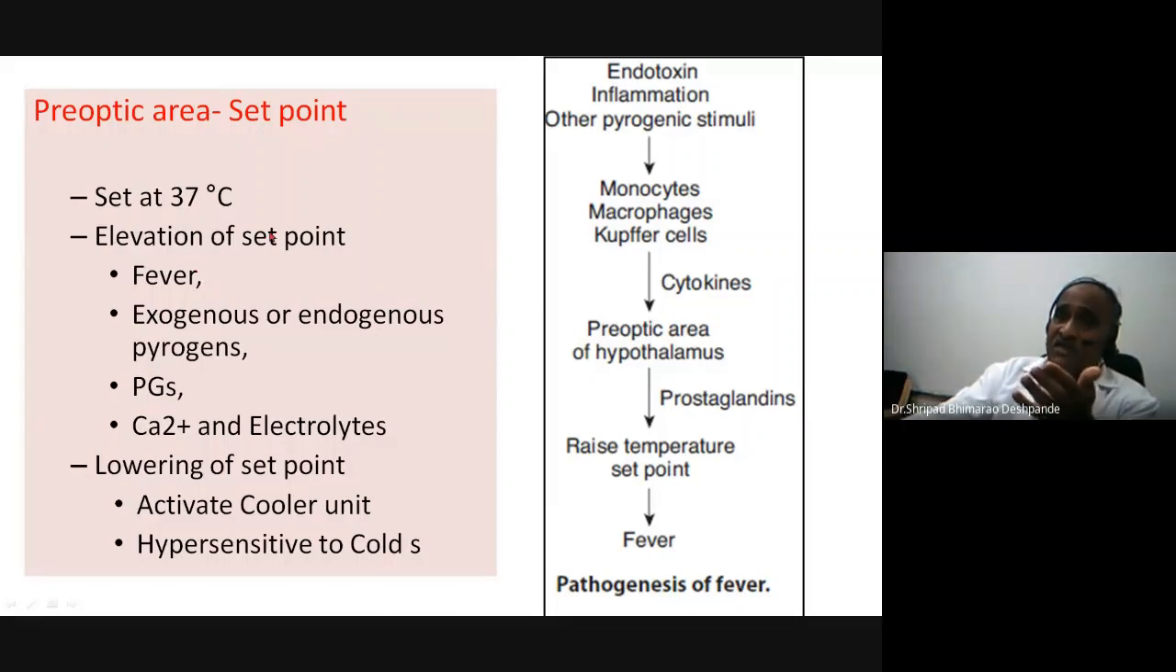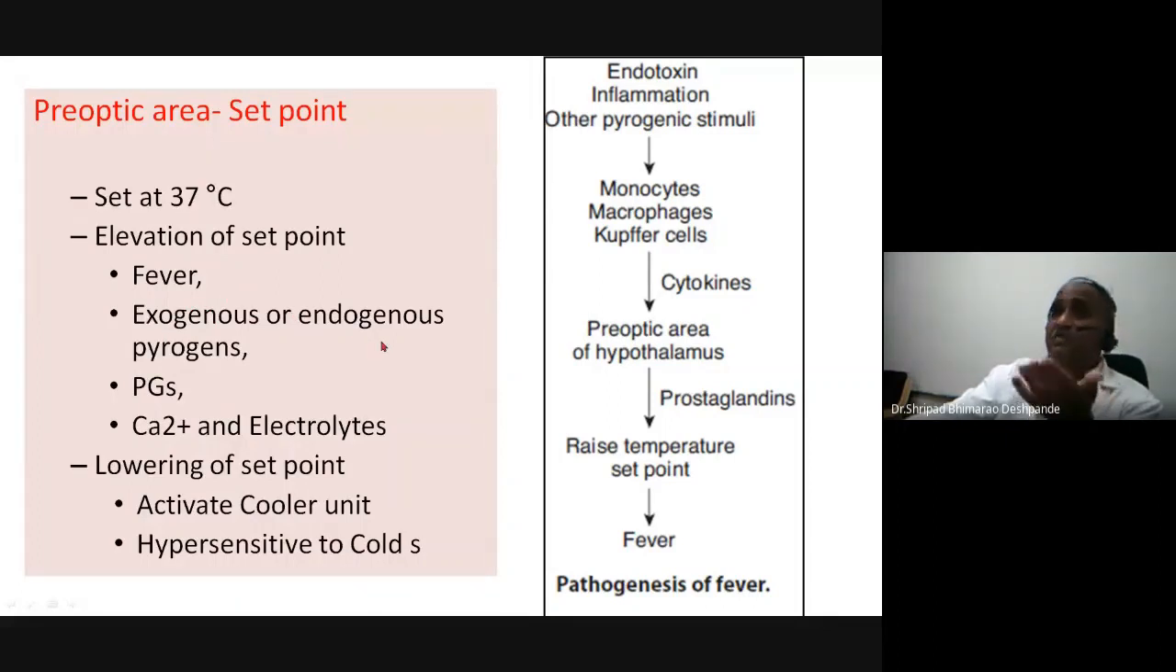And this elevation of the set point may happen because of certain elements. Maybe what are called pyrogens, the fever-producing chemicals. These pyrogens may be external or internal. The external ones come from the organism. So now we have COVID-19 there. These are the organisms, and they produce the exogenous pyrogens.